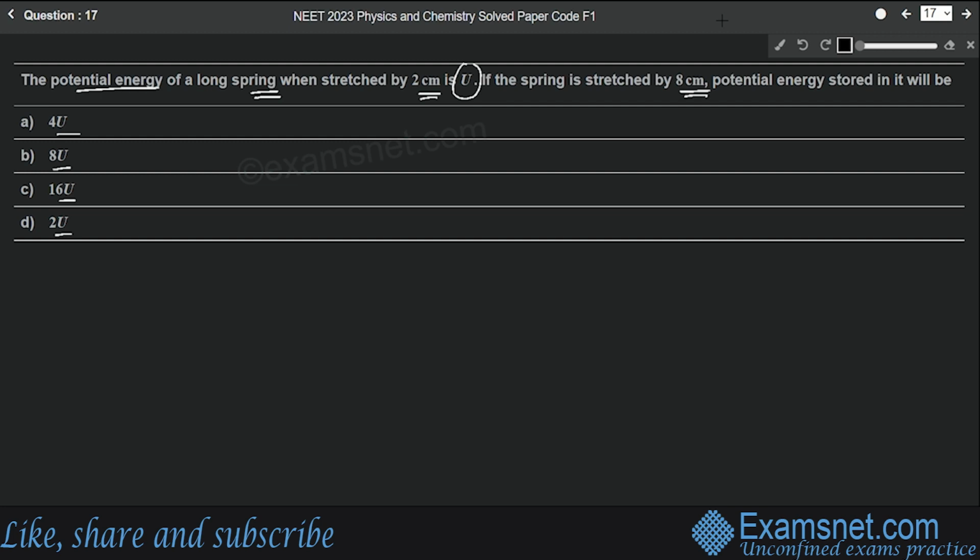Let's write it down here. Potential energy stored in spring, that is U equals half k x square. Okay, k is the spring constant and x is the displacement.